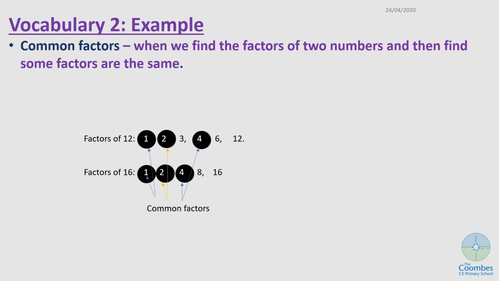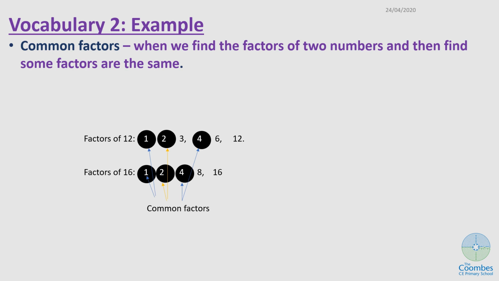Now, a further explanation about common factors. Let's say I'm asked to find the factors of 12 and 16. The factors of 12 are 1, 2, 3, 4, 6, and 12. And the factors of 16 are 1, 2, 4, 8, and 16.